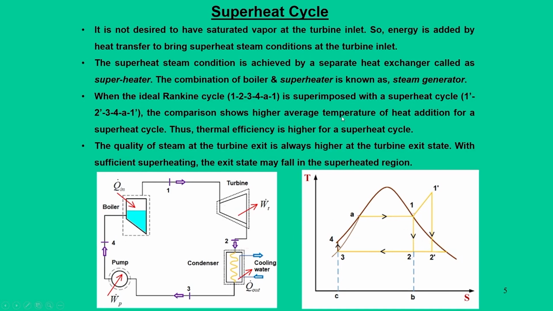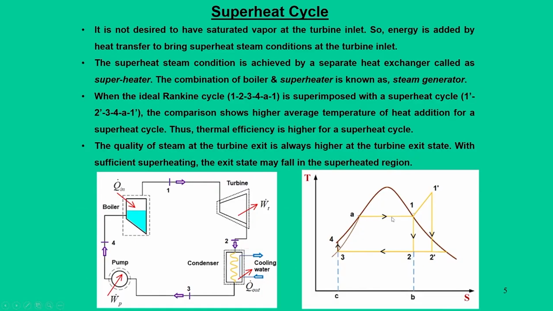Let us first see the first important modification that we make in the Rankine cycle, which is the superheat cycle. We already mentioned that the quality of the steam at the turbine exit should be at least 90%. The superheating arrangement is like this. In a conventional cycle, 1, 2, 3, 4, A and 1, it operates at a state where the steam is saturated vapor.